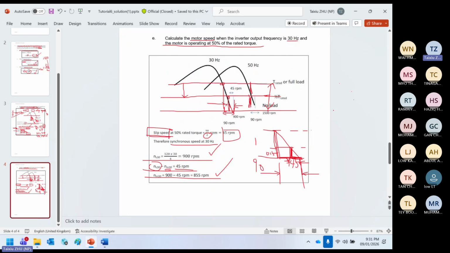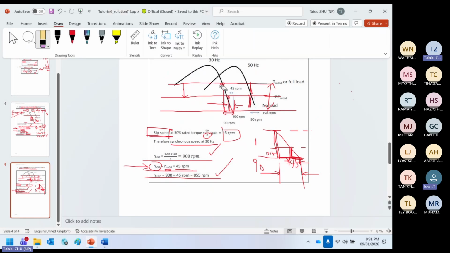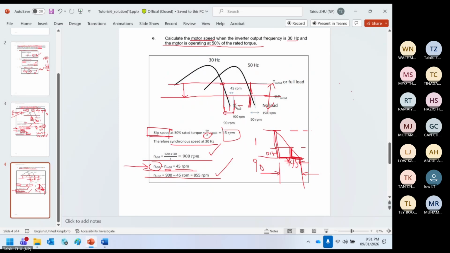This part, NS30 minus NN30 equals 45 RPM. Can you slightly explain one more time? You mean this one? Yeah, NS30 minus NN. It's a good question. Let me erase this. NS30 is at 30 hertz. So the 120 is the fixed figure times F, over the number of poles, which is 4.